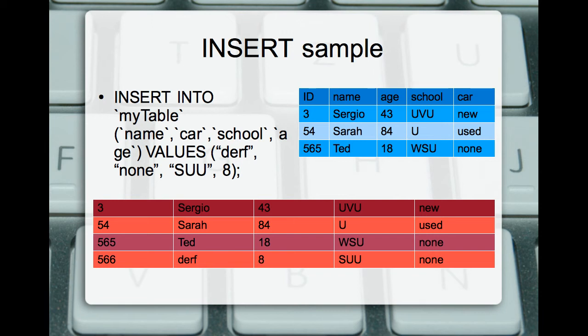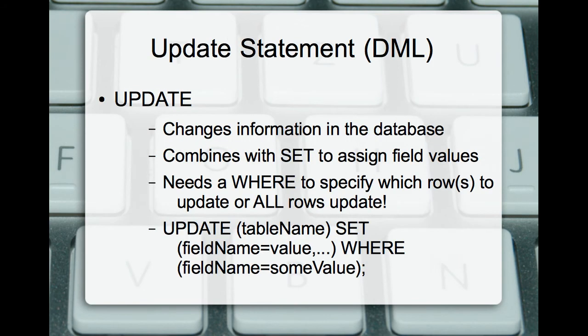The update statement we haven't looked at yet. Update is used to change data in the database. It's a way of actually manipulating, say for example, an existing order. And we combine it with the set keyword to assign field values. If you do not want to change everything in your database, then you need to make sure that you have a where clause, or everything is going to be updated.